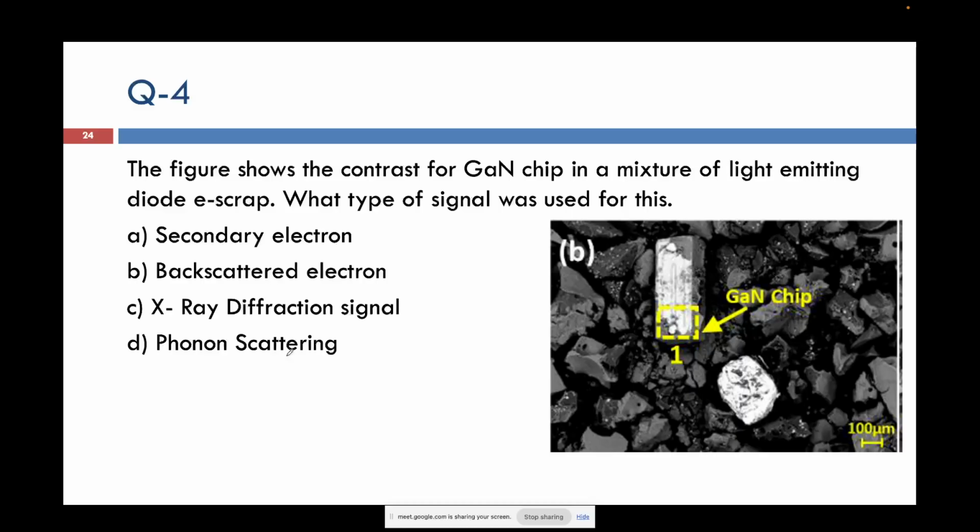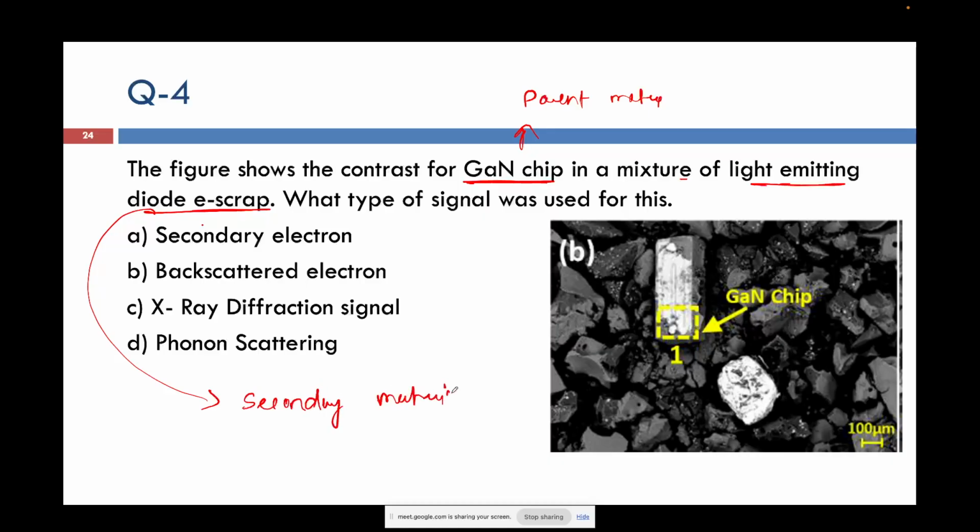The figure shows contrast in a gallium nitride chip in a mixture of light emitting diode scrap. That means this is my parent material and this is my secondary material, right? So what type of signal was used for this? A is secondary, B is backscatter, C is X-ray, D is phonon.